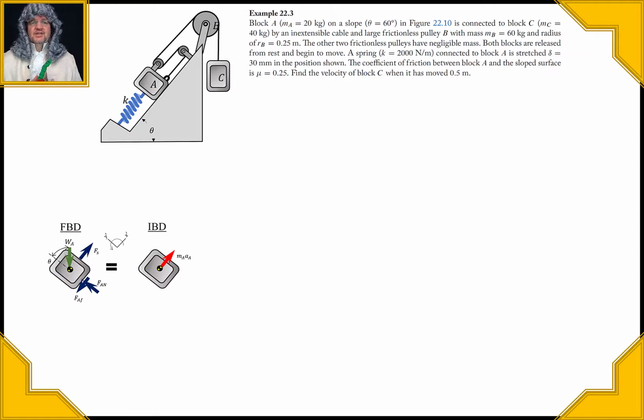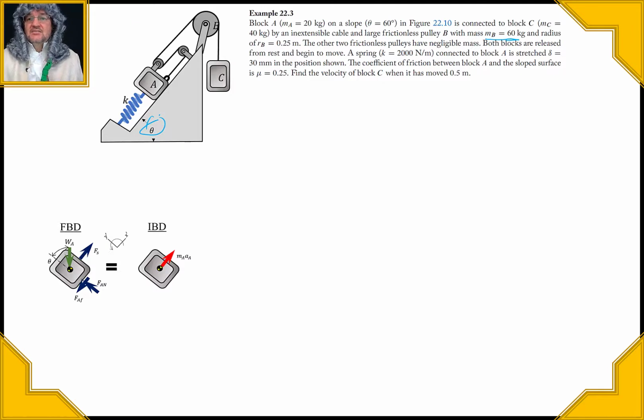All right, so here's the example that I put together. We have this block A, and it's on a slope that's 60 degrees. The block C is connected to block A by a rope that doesn't stretch, and it's going through a large frictionless pulley. This pulley B is large enough that its mass is going to matter.